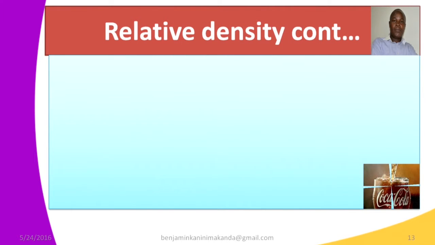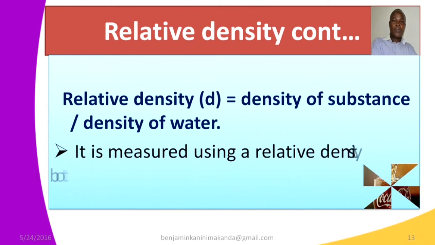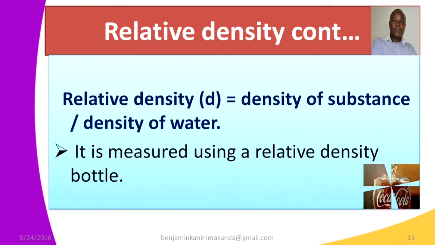Now, how do you calculate relative density? Relative density is given by density of the substance over density of water. So you can see from the formula, relative density, d in brackets, is equal to density of substance over density of water. It is measured using a relative density bottle. Therefore, in our lab, we have a special bottle known as a relative density bottle that is used to measure relative density of substances. Now, having discussed that, let's look at an example that relates to relative density.